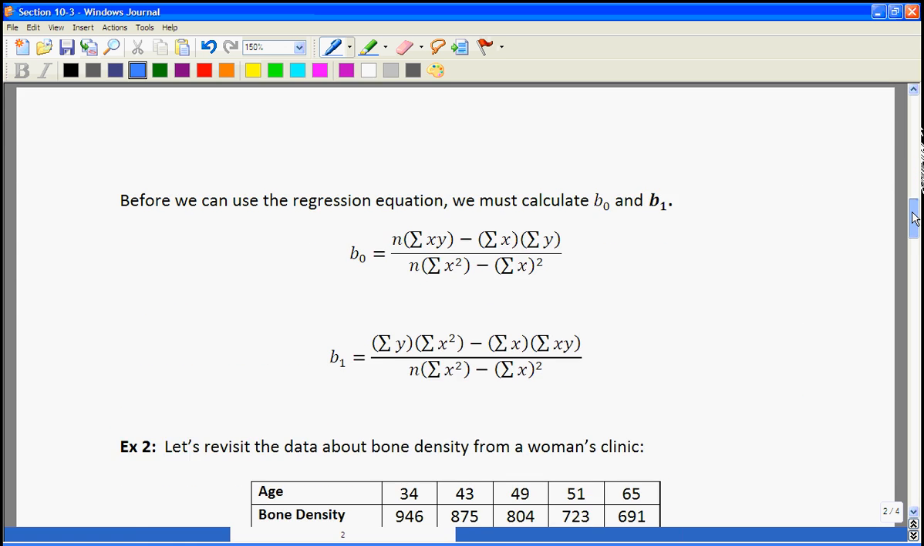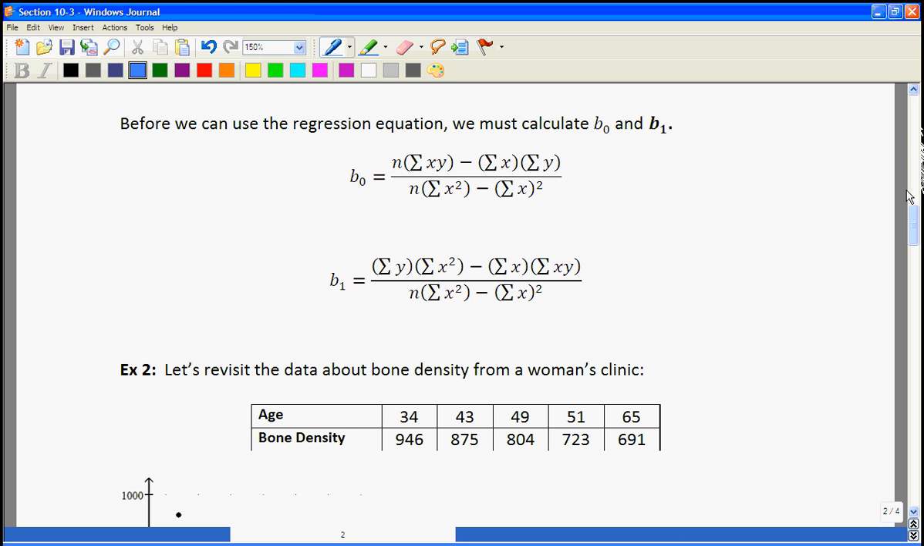Now before we can use the regression equation, we have to calculate b sub 0 and b sub 1. And probably those look just as intimidating as that r formula, but remember all the information is right there in the same place. So again, we'll need the sum of y, sum of x, sum of x squared, all that stuff. And to minimize all the keying in we have to do, I figure we just work from the example we did previously with the women and the bone density.